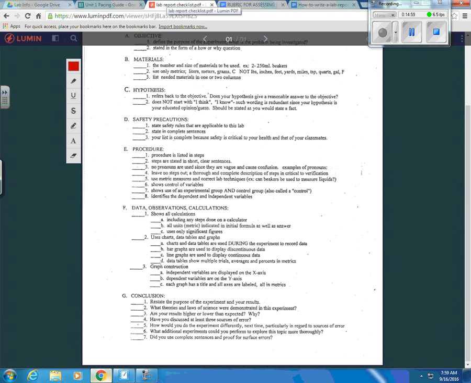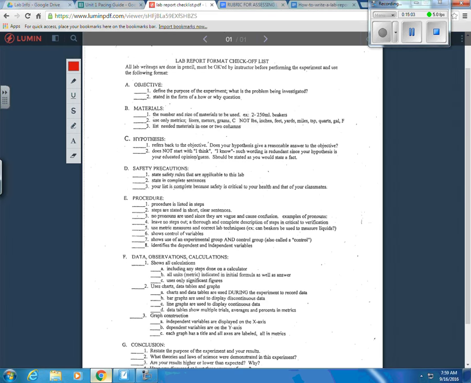Okay, this has been shared with you. You can use this. Okay, now look at this objective. Define the purpose of the experiment. What is the problem being investigated? Stated in the form of how or why question. Okay, this one's probably going to be a how question. How does density or how does percent sugar affect density?